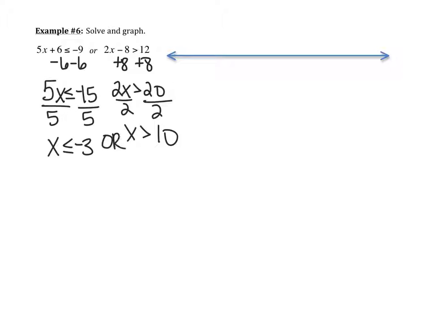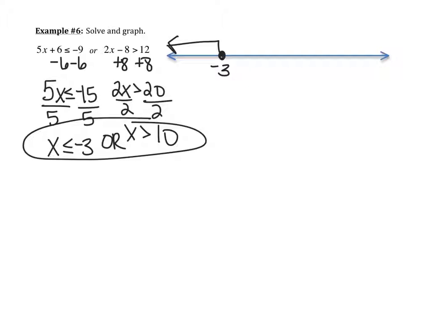So here is my answer. X is less than or equal to negative 3, or x is greater than 10. Again, this was one problem, just two separate inequalities, but I'm going to graph it on one number line. So I'm going to fill in the circle at negative 3, and it would be going to the left, leave it empty at 10, and it going to the right. And remember, or situations should typically go in opposite directions, just like this one is.